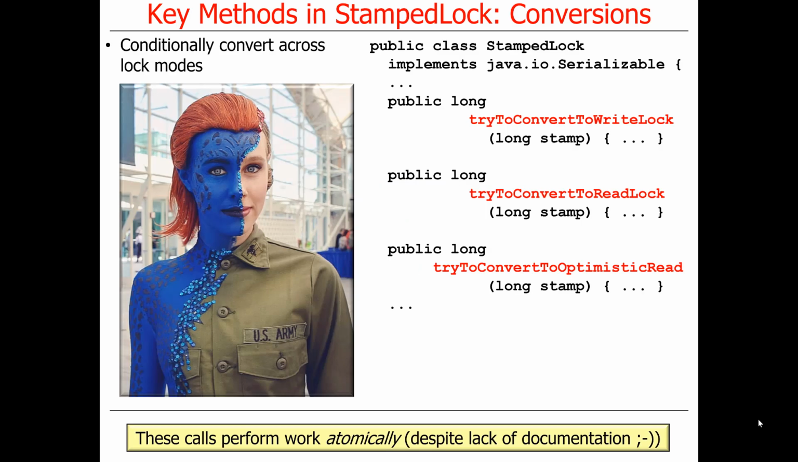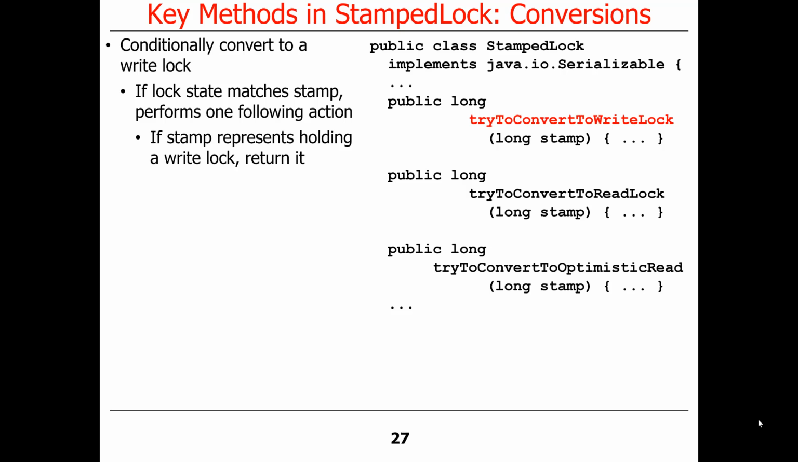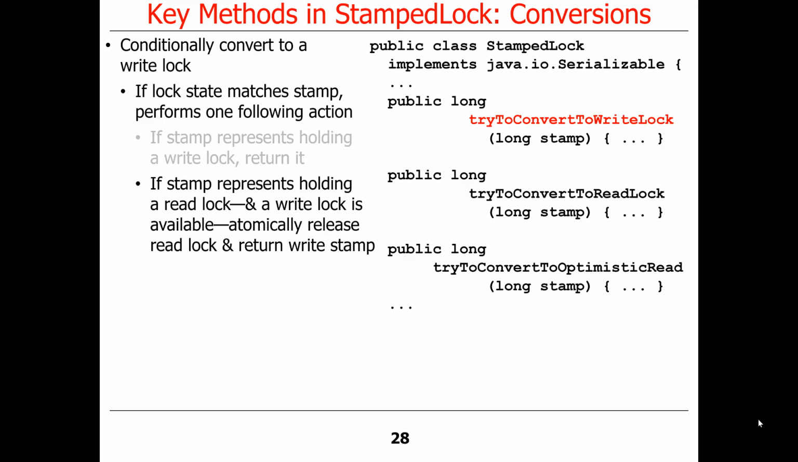Let's now talk about conversions. There are three methods that are used to conditionally convert across the lock modes. These calls all work atomically, despite the lack of documentation illustrating and explaining that in the Java docs. tryConvertToWriteLock conditionally converts a lock or a stamp to a write lock. If the lock state matches the stamp, then one of the following actions is performed. If the stamp represents holding a write lock, in other words, we're trying to convert a write lock to a write lock, just return it without doing anything else.